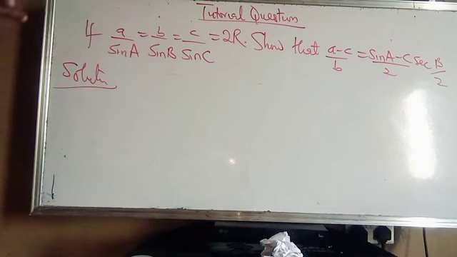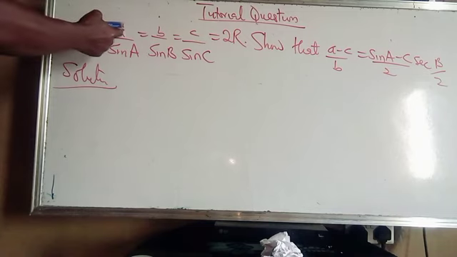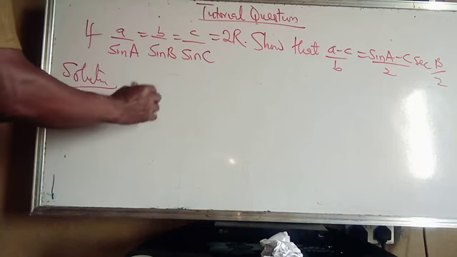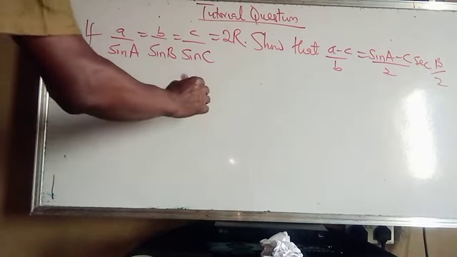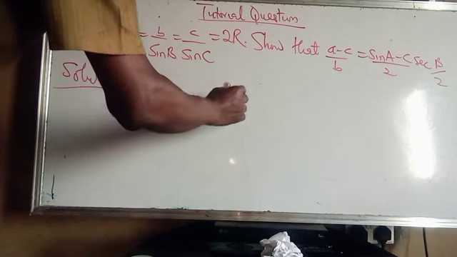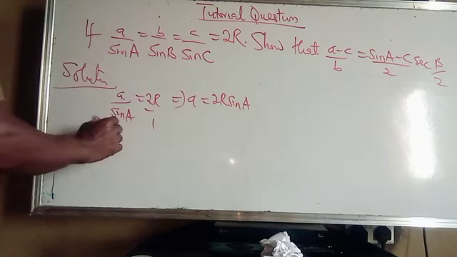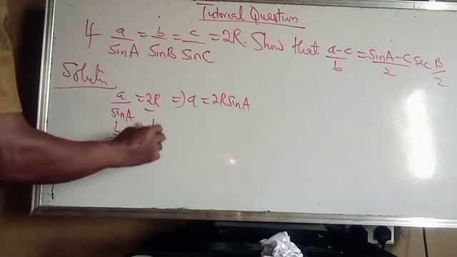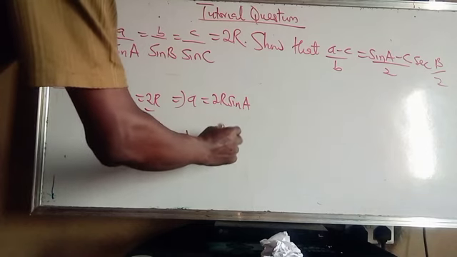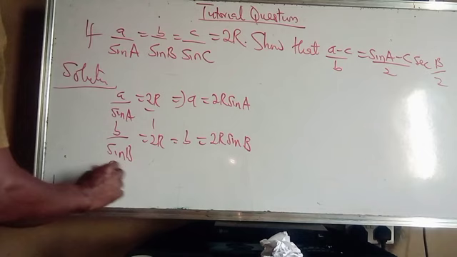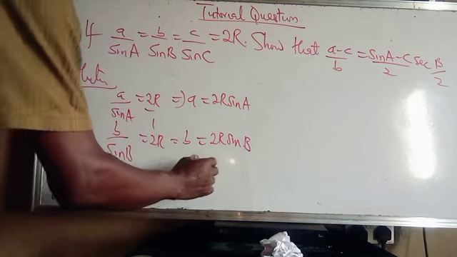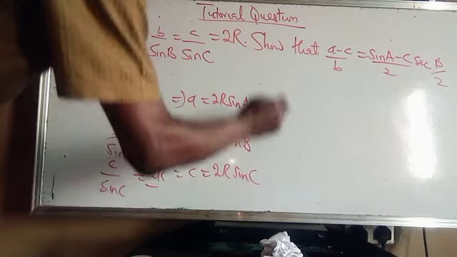So what this simply means is that you first of all need to equate A over sine A to 2R. So A over sine A is equal to 2R. That will give us A equals 2R sine A. If you do the same thing for B over sine B equals 2R, because each of them is equal to 2R, B will be equal to 2R sine B. You do the same thing for C over sine C equals 2R. If you cross multiply, you have C equals 2R sine C.